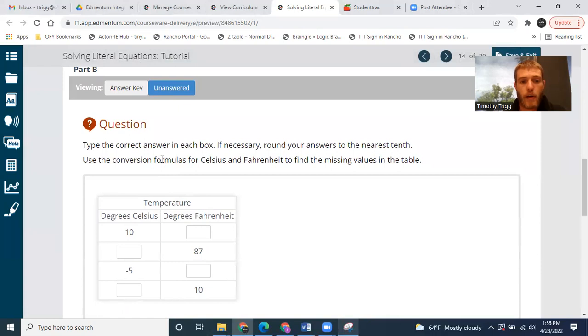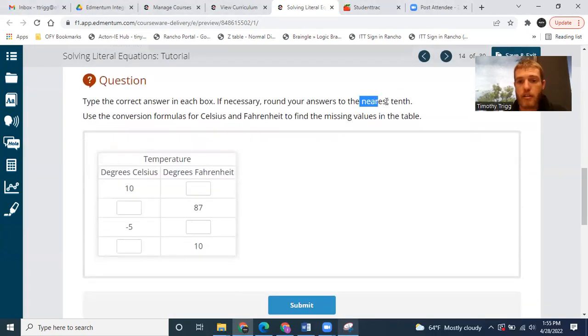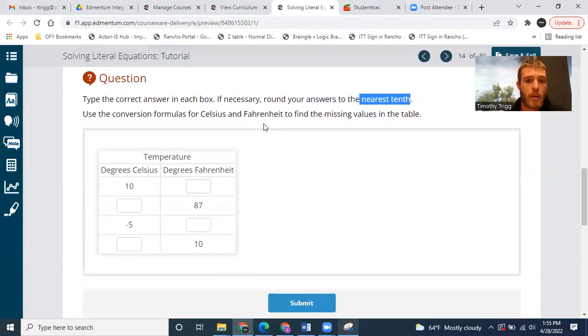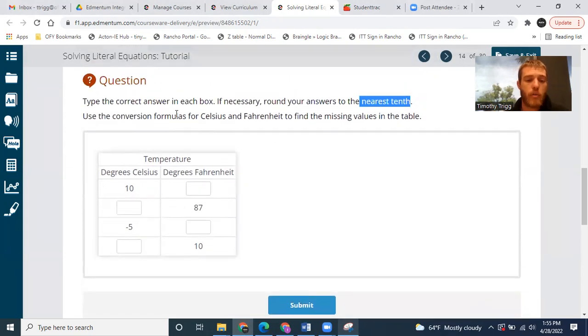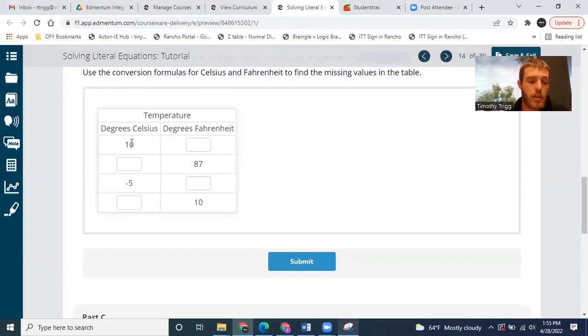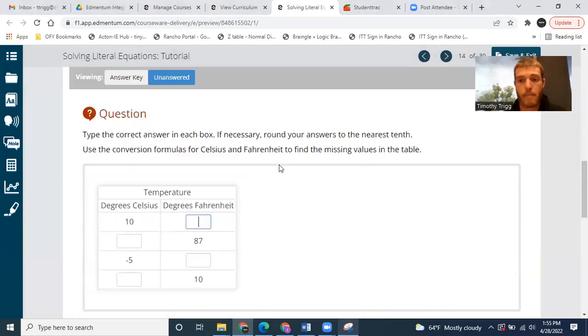Now it says type the correct answer in each box. Okay. Round to the nearest tenth. That's the first decimal place. Hopefully you have your calculator available. Now we want to use the conversion formulas for Celsius and Fahrenheit to find the missing values in the table. So you can see here, they give you the degrees Celsius, 10 degrees, and you need to find how many degrees Fahrenheit that is.